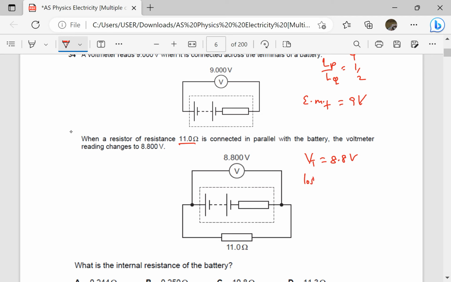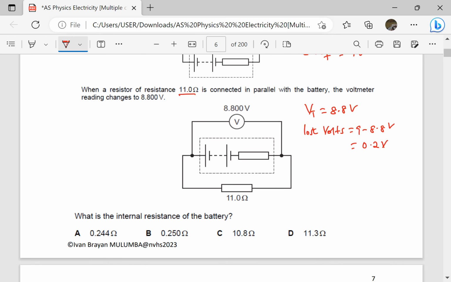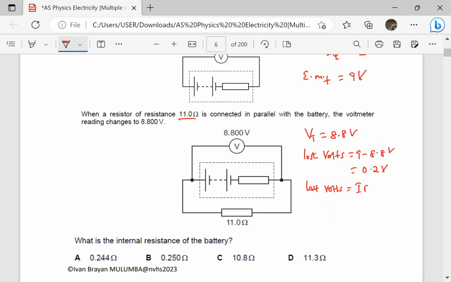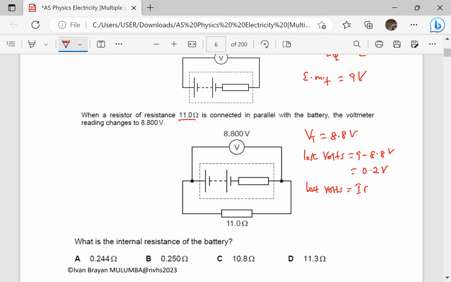So we can tell the lost volts. The lost volts is going to be 9 minus 8.8, which gives us 0.2 volts. That is lost within the battery. What is the internal resistance of the battery? That is very easy. We know that lost volts is equal to the current times the internal resistance. Let's check if we have the current. No, but we can still find the current.